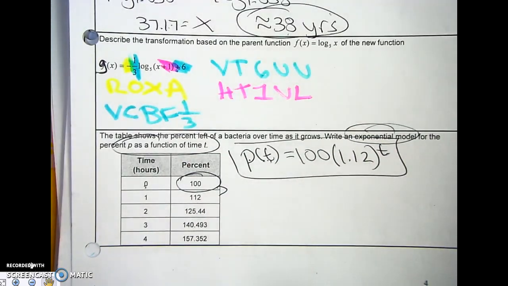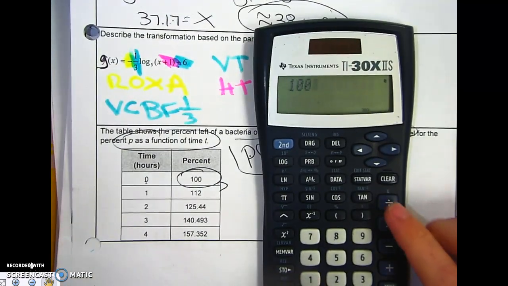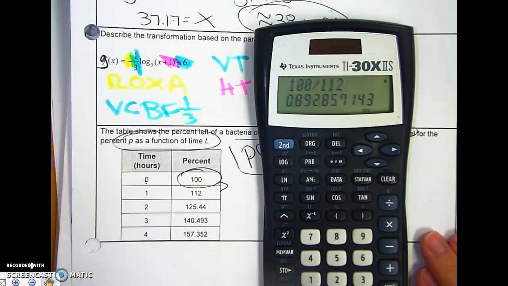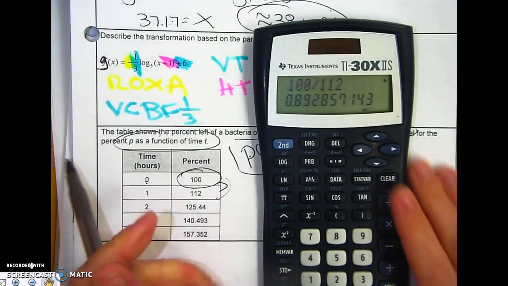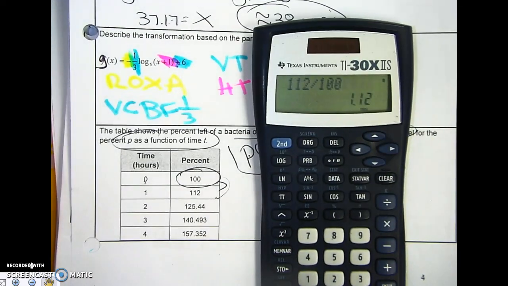Okay? Now, if you're not sure, what you're going to do is this. You got a 50% shot. You're either going to go 100 divided by 112, but then if you look, that's less than 100. It wouldn't imply it's getting bigger. So you know it's got to be 112 divided by 100, and there's my 1.12.